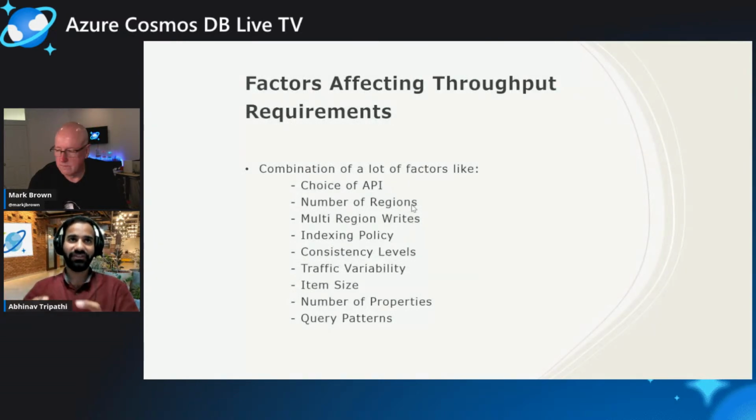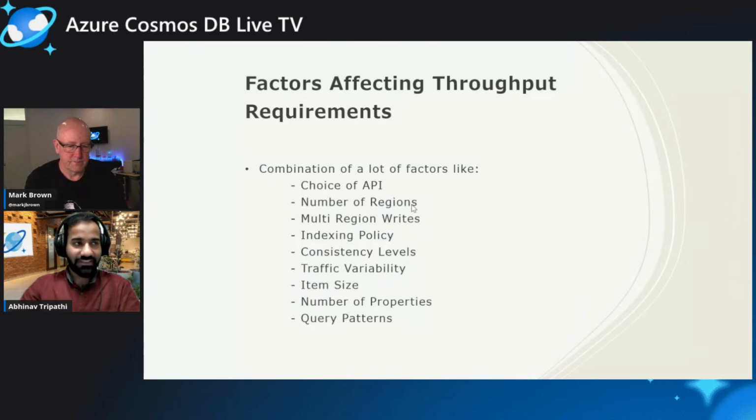Then, depending on multi-region, one is multi-region reads. You make your workloads available in different regions so that it is easier for customers in different geographies to consume the data at a fast speed, and also as a data safeguard. Another thing is multi-region writes. If you have to write in multiple regions simultaneously, that also incurs some extra cost.